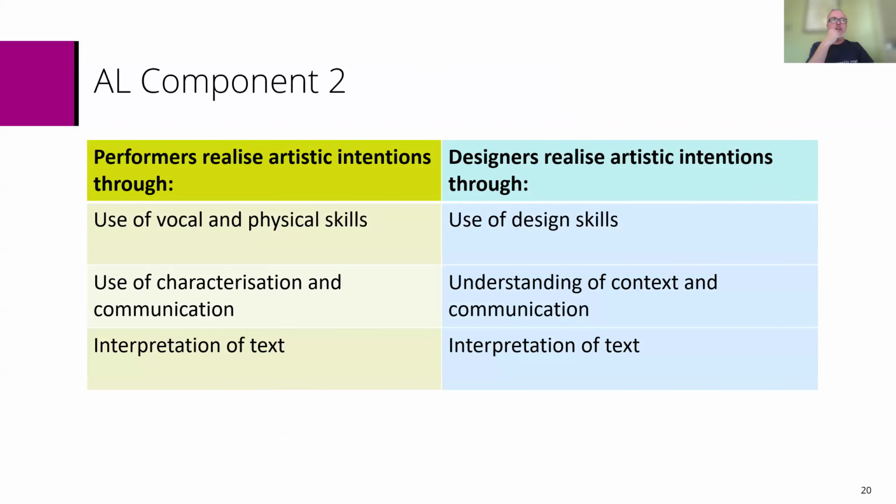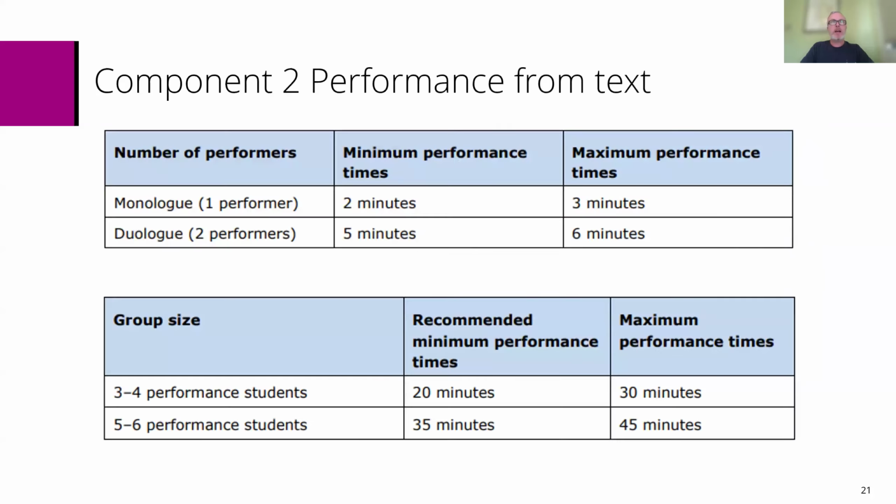The students are assessed on their vocal and physical skills, and characterization, communication, and interpretation. And for designers, the design skills, the understanding of the context and how they communicate, and their interpretation of the text. These are the timings, all in the specification, so what they should be aiming to do according to which section of component 2 they're doing.